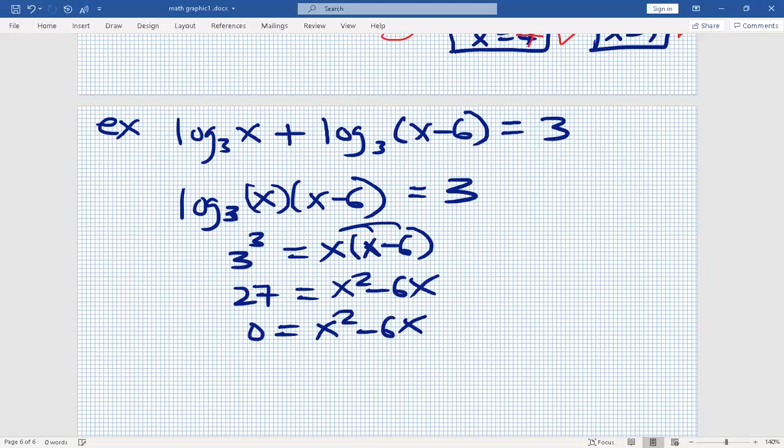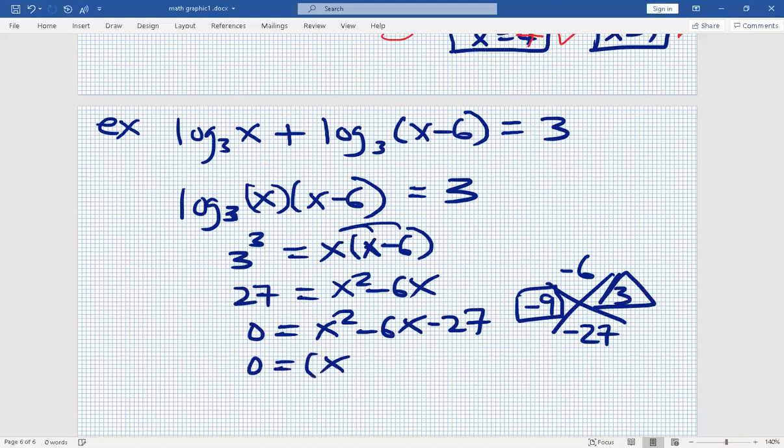Move the 27 to the other side. And let's do our x method again. So it's going to be -6 right there, -27. What times what is -27, but when you add them, it's going to become -6? Well, these two are it, right? -9 and 3. So we have our little factors. Then we solve for it. We get x equal to 9, or x is equal to -3.